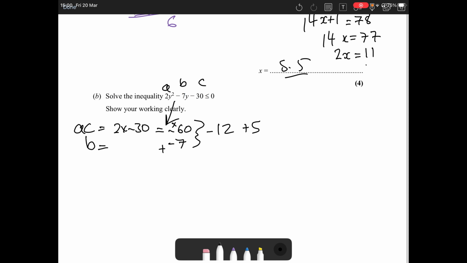Now, what to do with these two numbers? Once you've worked this out, you're going to split your negative 7y into minus 12y and plus 5y. That's the trick. That's the AC method. So let's rewrite that equation as 2y squared minus 12y plus 5y, because I've split the middle up, minus 30 is less than or equal to 0.